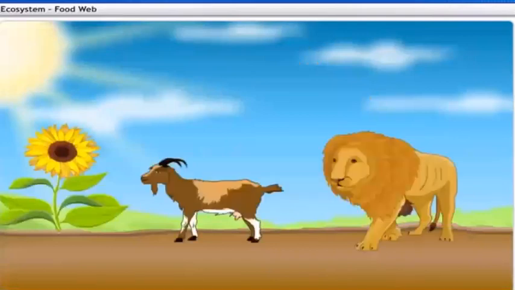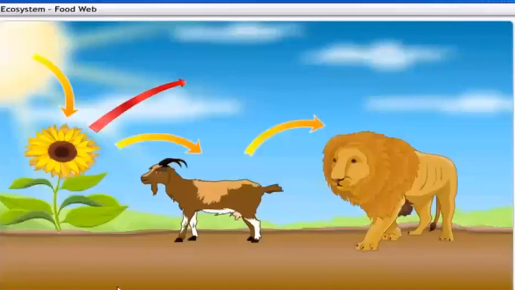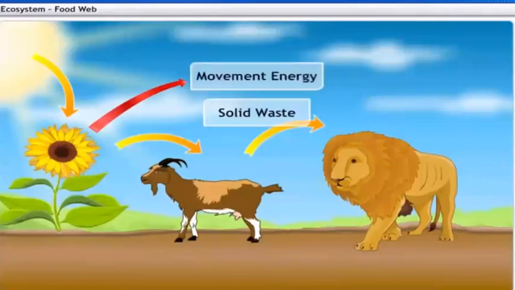So, when one form of energy is changed to another, some energy is lost to the environment in forms such as solid waste, movement energy, and heat energy, which cannot be used again. Therefore, only a small amount of energy is transferred to the next trophic level.